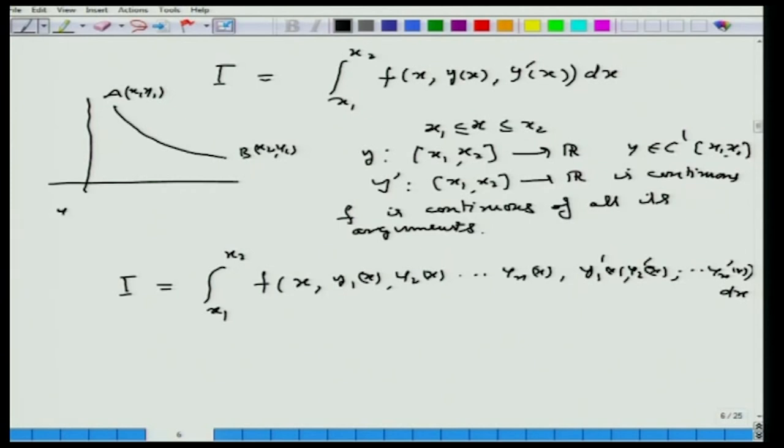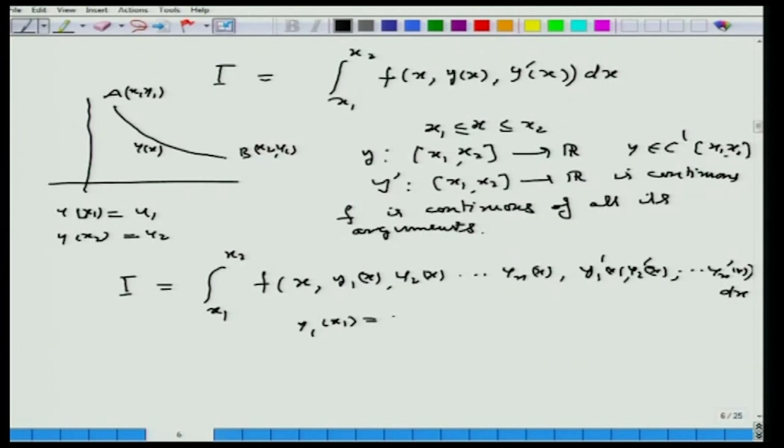So, that means y at x1 should be y1. Similarly, y at x2 should be y2, so that this curve passes through those given points. And these points are fixed here. Similarly, here y1(x1) must be some given value, so again you have several curves y1, y2, yn, and they should pass through these given points A and B.